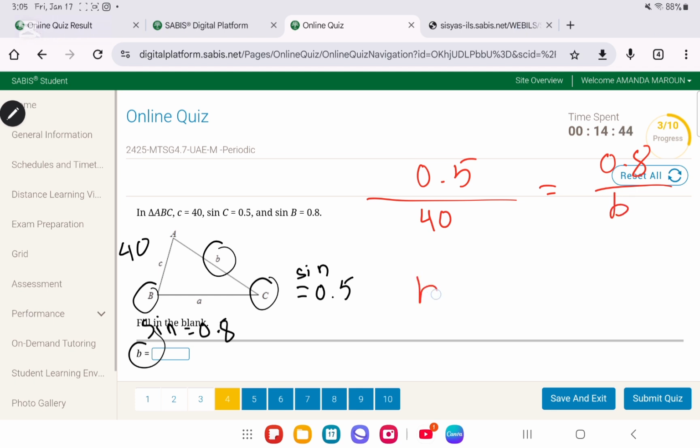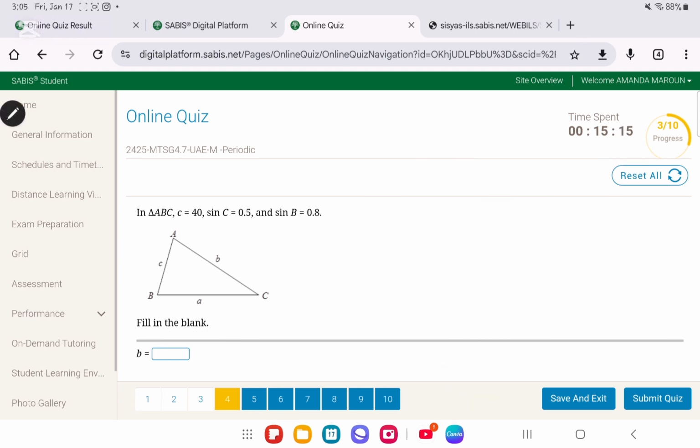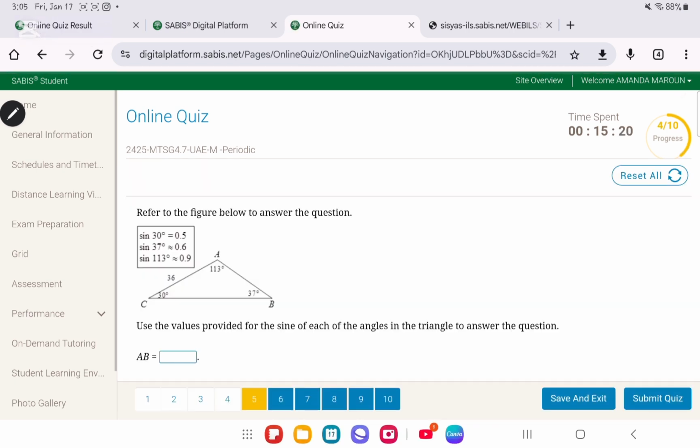So we do cross multiplication and we make b the subject, so then it's going to be b is equal to 0.8 times 40 divided by 0.5. So if you do it on the calculator, we are going to get an answer of 64. So the value of our answer is then 64. We move on to question number 5.